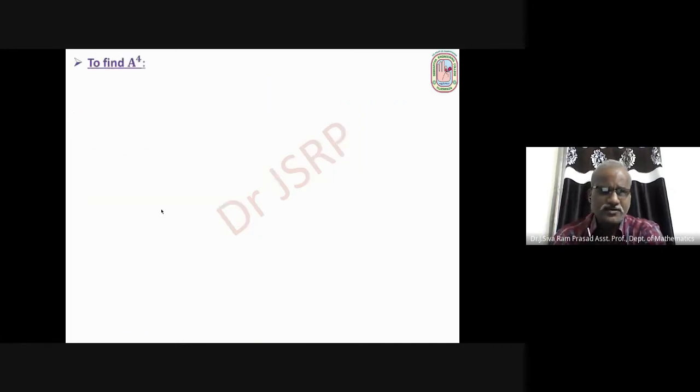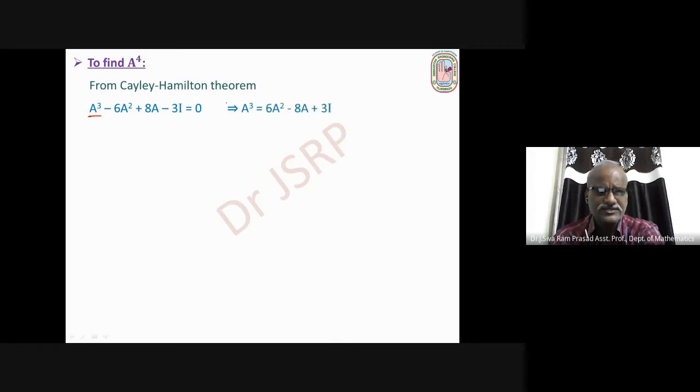Next, to find A power 4. Same, from the Cayley-Hamilton theorem, we have the identity, that is A cube minus 6A square plus 8A minus 3I equals 0. From this, write A cube equal. Write everything to the right side. So A cube equals 6A square minus 8A plus 3I. To get A power 4, multiply by A on both sides.